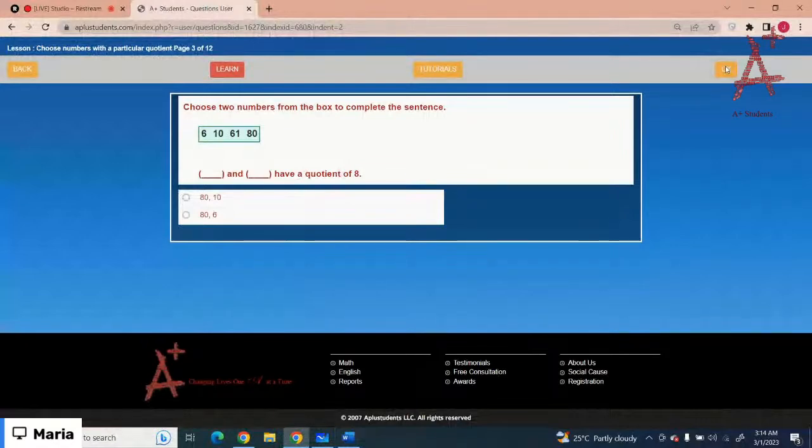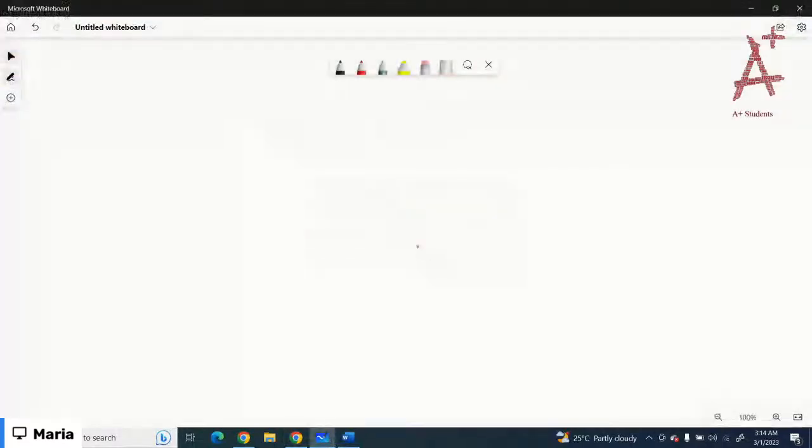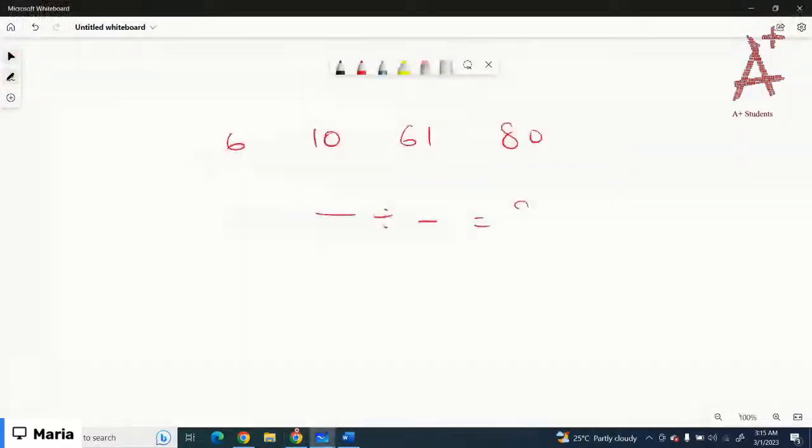Okay, the next one is: choose two numbers from the box to complete the sentence. Dash and dash have a quotient of 8. The numbers are 6, 10, 61 and 80. You have to look for the numbers that have the quotient 8. Dash divided by dash equals 8. Just look at the first number.